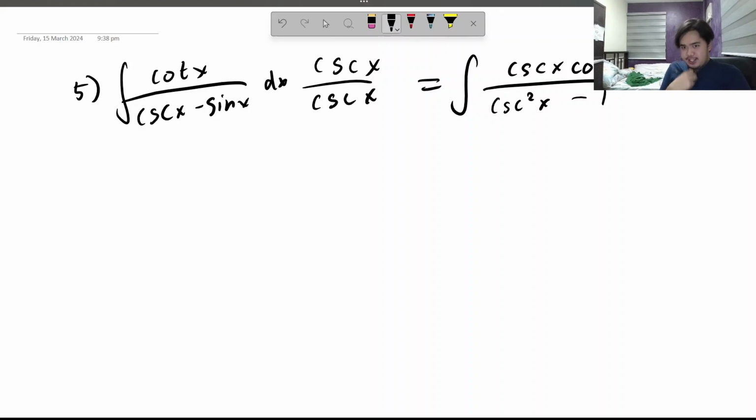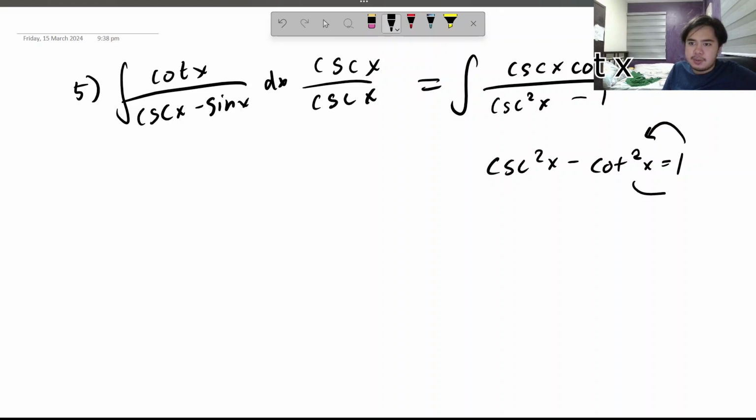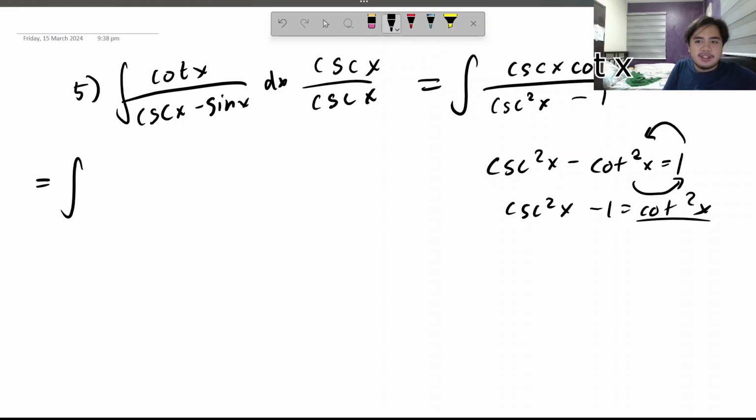And I think we can see something very similar forming here. What is cosecant squared x minus 1? We know cosecant squared x minus, not tangent, cotangent squared x equals 1. We know that. So we get cosecant squared x minus 1 equals cotangent squared x. And boom. So let's replace it. This becomes cosecant x cotangent x over cotangent squared x.